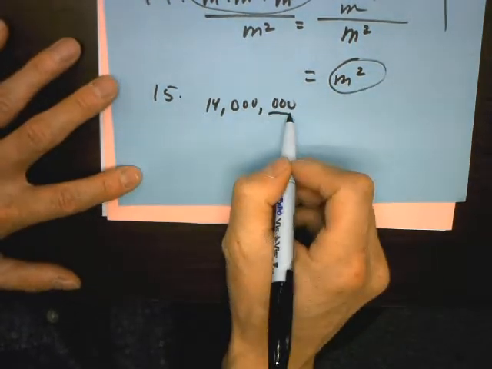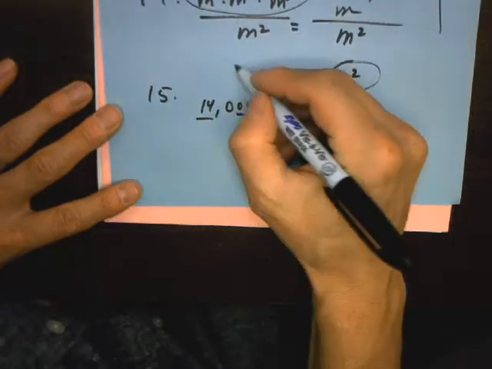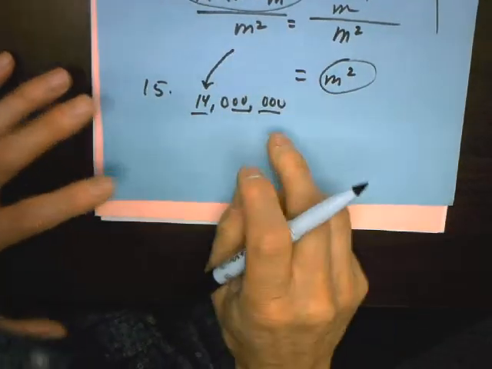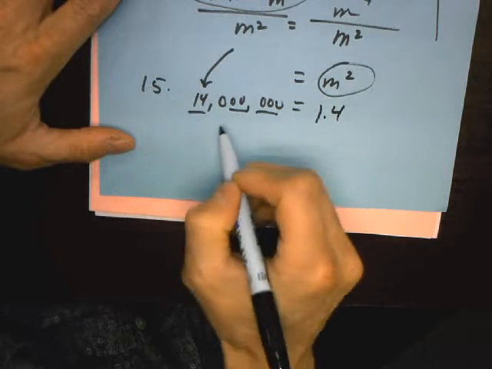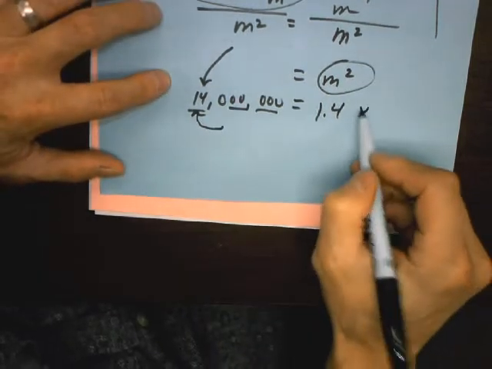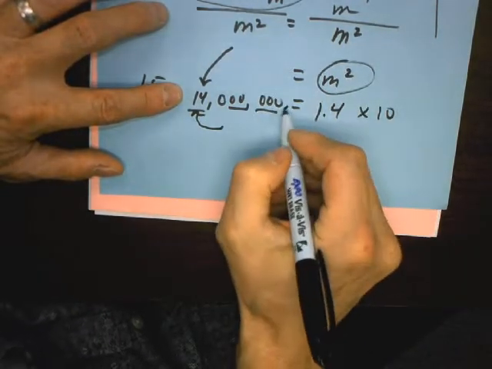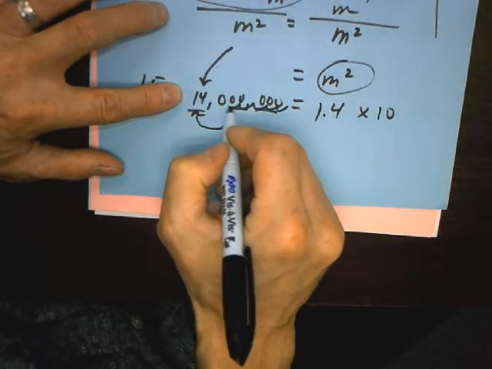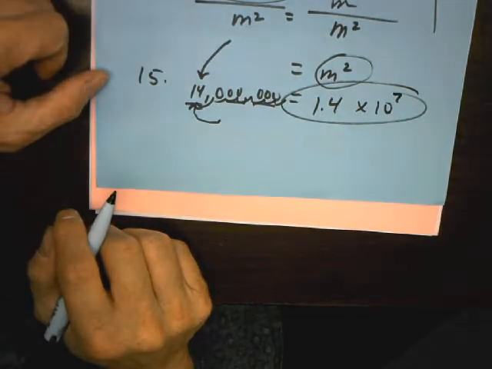Alright, number 15. Number 15 says express 14 million in scientific notation. Is that million? Let's check. Hundreds, thousands, millions. Yep, 14 million. We're going to write down scientific notation, meaning my decimal needs to go here, but it's got to be the same number. So if I had 1.4, if I put my decimal there, that's the same as multiplying it times 10 to the, how many times did I move it? 1, 2, 3, 4, 5, 6, 7 times. 10 to the 7th. Done.